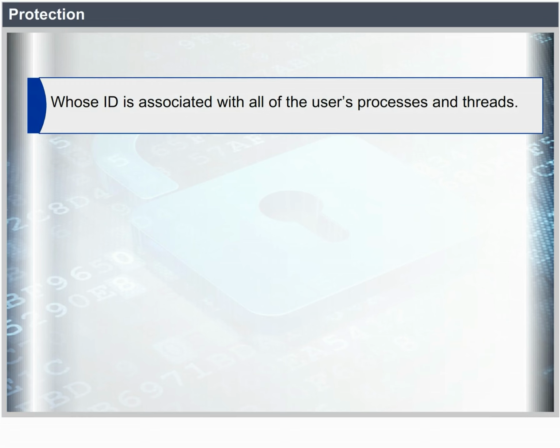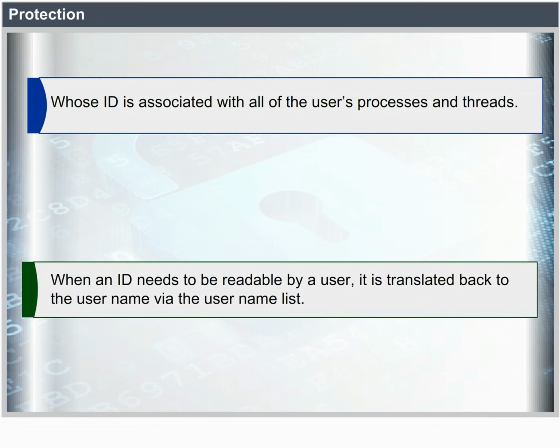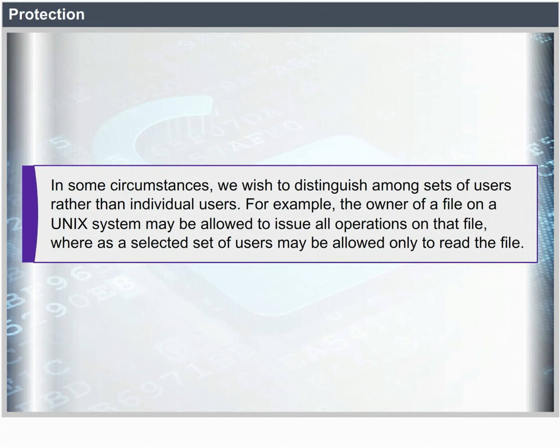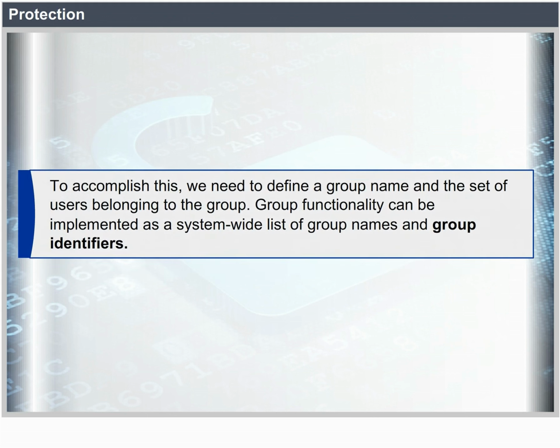When an ID needs to be readable by a user, it is translated back to the username via the username list. In some circumstances, we wish to distinguish among sets of users rather than individual users. For example, the owner of a file on a Unix system may be allowed to issue all operations on that file, whereas a selected set of users may be allowed only to read the file. To accomplish this, we need to define a group name and the set of users belonging to that group.